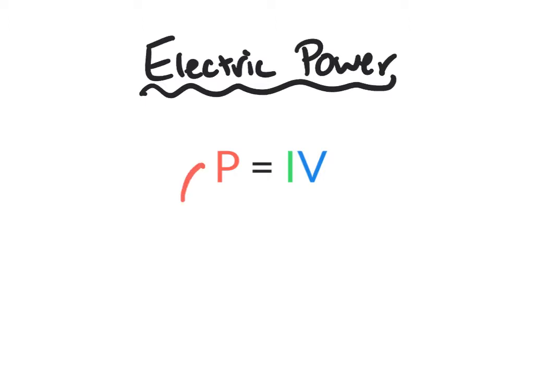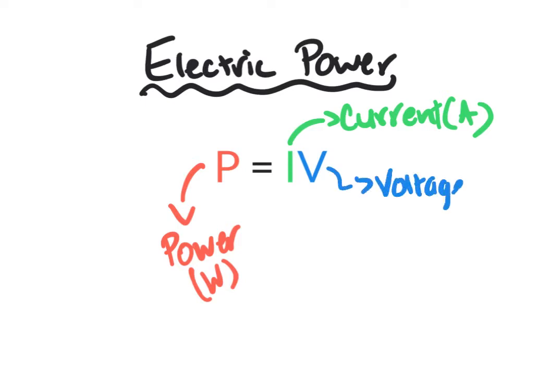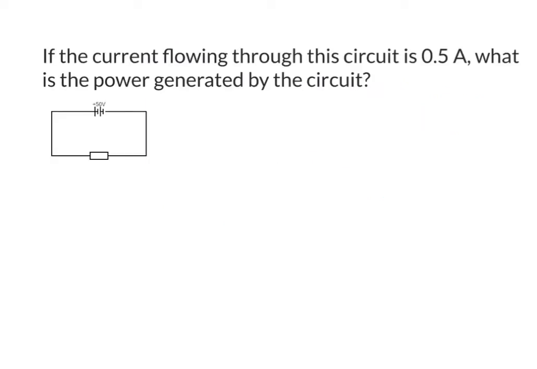So in our equation, we have our first variable P, which of course stands for power, which we're going to measure in watts. We also have our symbols for current, measured in amps, and finally our symbol for voltage, measured in volts. So here's going to be our equation for electric power. Let's go ahead and go through a video so that you guys are able to see how we can use electric power to solve problems.